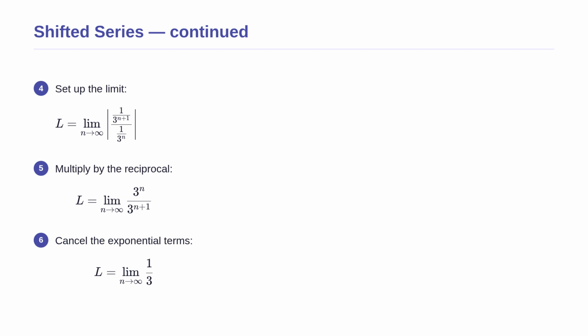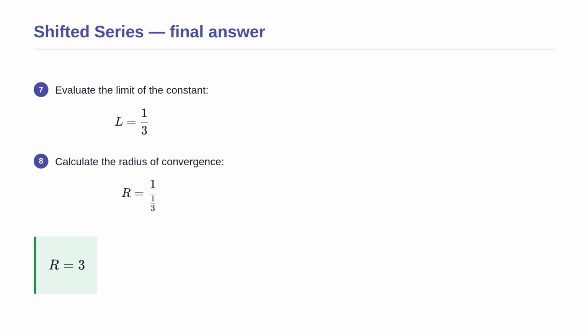Using the standard rules of exponents, 3 to the power of n plus 1 is exactly the same as 3 to the power of n multiplied by 3. The 3 to the power of n terms on the top and bottom cancel out completely. Because all the n variables cancelled out, we are left with the limit of a constant, which is very easy to evaluate. The limit of a constant is just the constant itself, so our limit L is exactly 1/3. To find the radius of convergence R, we take the reciprocal of L. The reciprocal of 1/3 is 3.